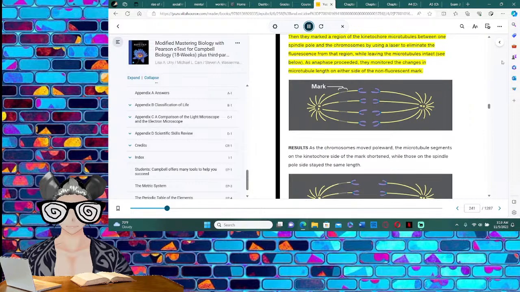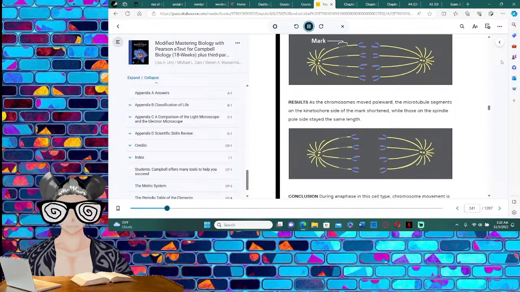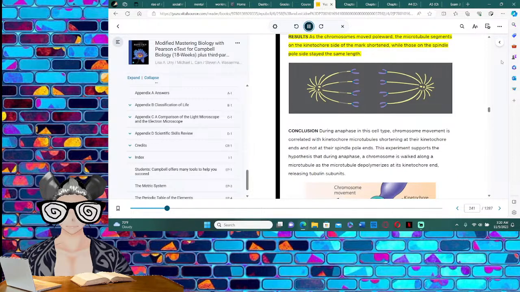Then they marked a region of the kinetochore microtubules between one spindle pole and the chromosomes by using a laser to eliminate the fluorescence from that region, while leaving the microtubules intact, see below. As anaphase proceeded, they monitored the changes in microtubule length on either side of the non-fluorescent mark. A diagram of a cell's kinetochore microtubules has a darkened region marked on the microtubules between the spindle pole and kinetochore end. Results: as the chromosomes move poleward, the microtubule segments on the kinetochore side of the mark shortened, while those on the spindle pole side stayed the same length.